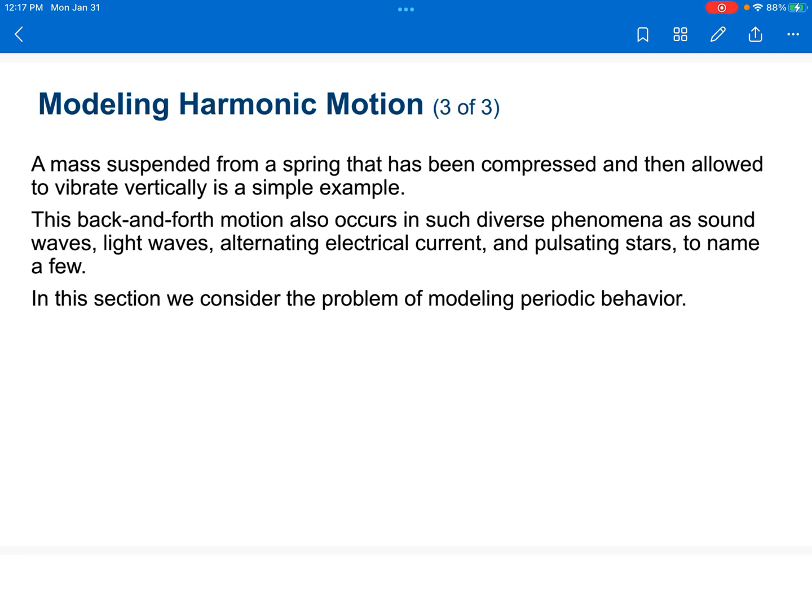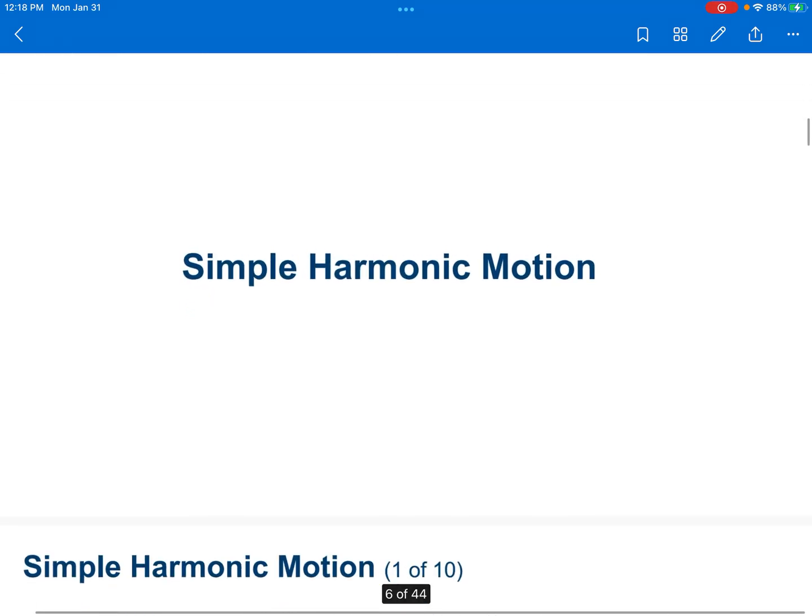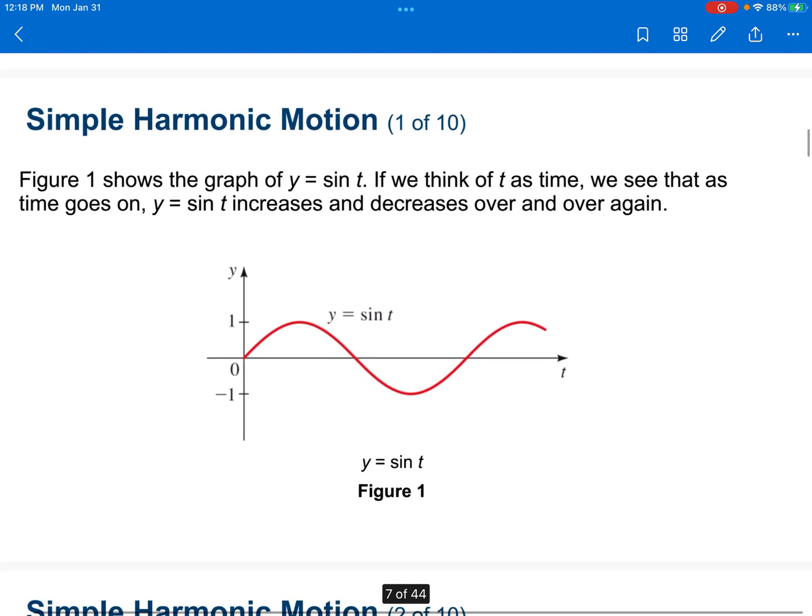You could also take a pendulum and tie it to the ceiling, a string, and tie a baseball at the end of it and swing it. That is simple harmonic motion. Also, which we don't think about, sound waves, light waves, AC current, electricity, pulsating stars, to name a few, are also models of periodic behavior called simple harmonic motion.